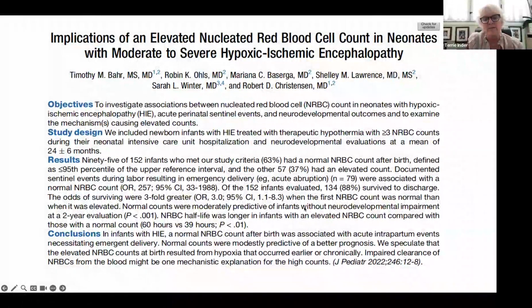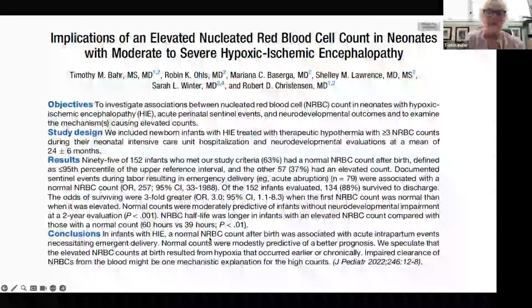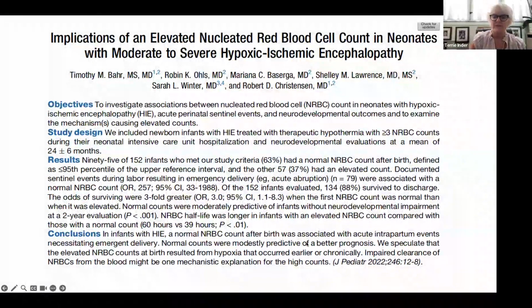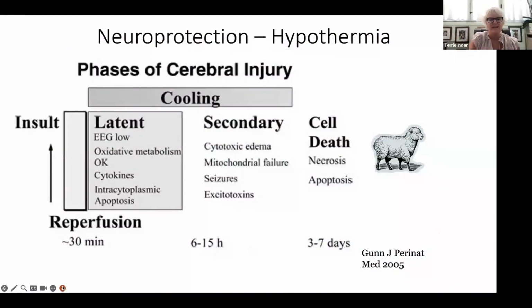And normal counts were moderately predictive of the infants having better neurodevelopmental outcomes. So in other words, what they hypothesized was that the normal count after birth was associated with more of an acute insult that was more in a time window that could be responsive to hypothermia, and that these were also predictive of better outcomes. And I now use this as I'm trying to piece together when and what happened to these babies, and I'll show you some cases now.